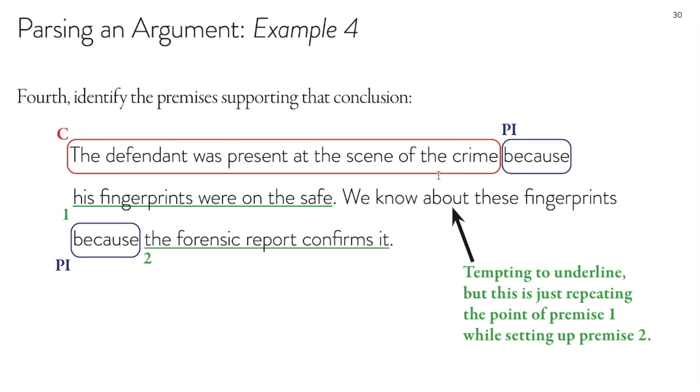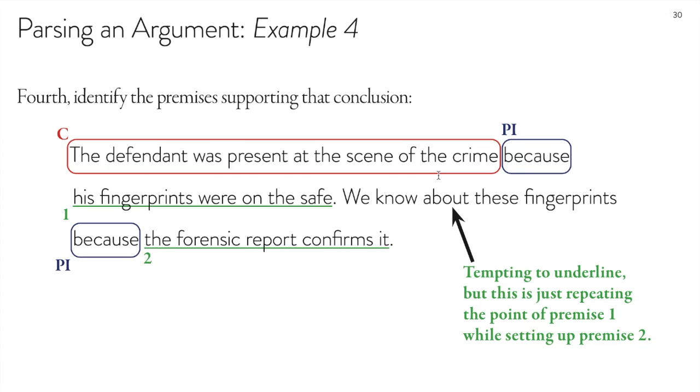And we're told, well, why should we believe they're at the scene of the crime? Well, their fingerprints were on the safe. And we're told the forensic report confirms that those were the defendant's fingerprints. It's tempting to underline what I've shown there that we know about these fingerprints, but notice that's just repeating that the fingerprints are on the safe while also setting out premise 2. There's really nothing new in there. It's just offering some context for mentioning the forensics report.